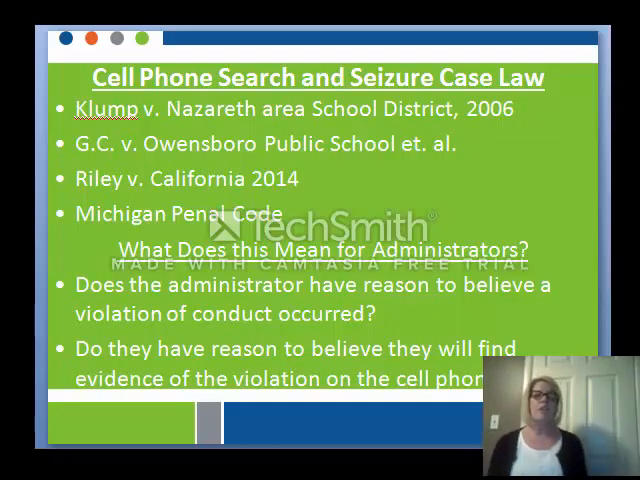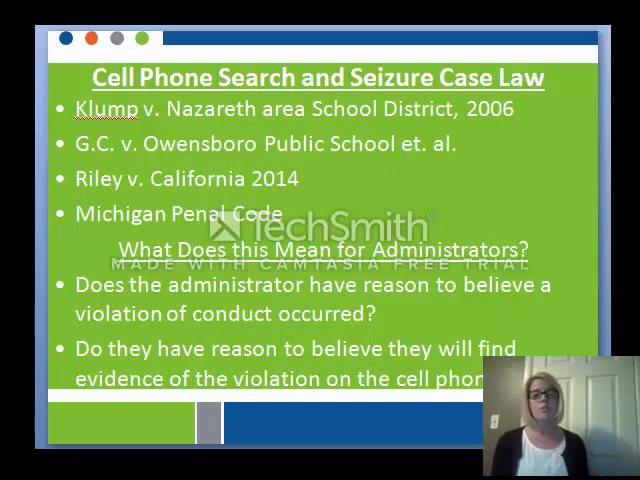The second scenario that played out came from a case in Kentucky, G.C. v. Owensboro Public School. What happened here was a student had a history of discipline problems. He had his phone confiscated, same situation after having it out in class, and the school had a no phones on campus policy. When they seized the phone, they found in its contents a picture of the student using gang symbols.